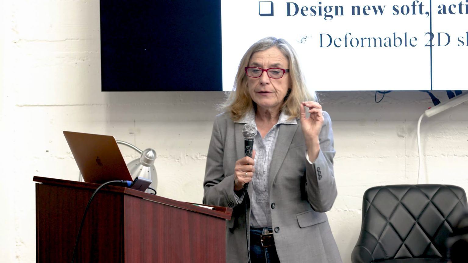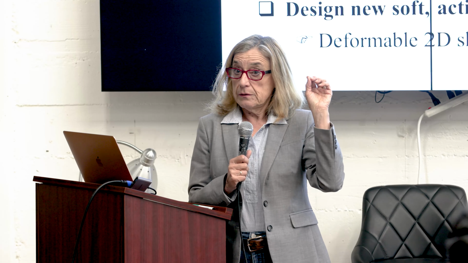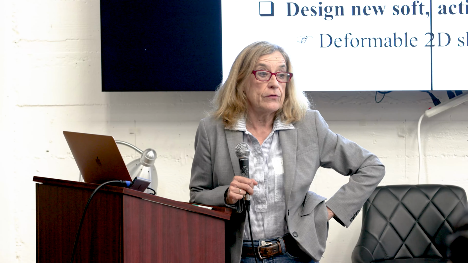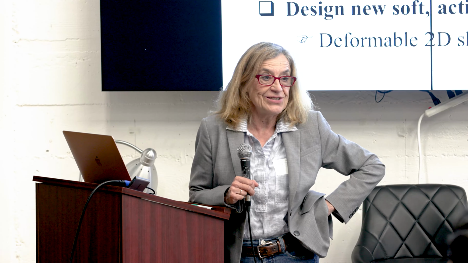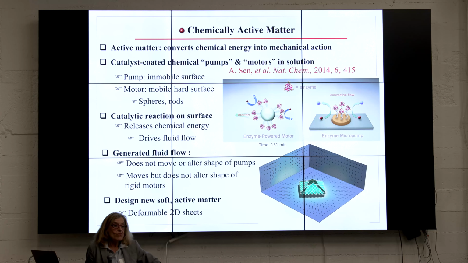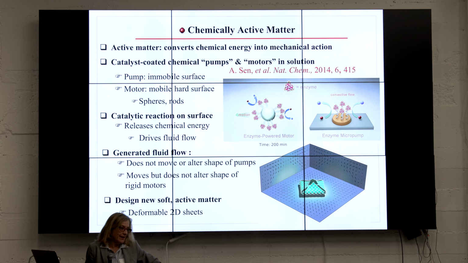And a motor is a very similar thing, except now the surface is mobile. So it's, say, a sphere coated with enzymes. Now you add the reactant, and the sphere can move. In all those different scenarios, the flow is chemically generated by the chemical reaction, but the flow can't do anything to the pump. It can't move it, can't change its shape. And also, when the flow hits a motor, the motors are typically hard particles. It can't change its shape either. It can move it, but can't change its shape.